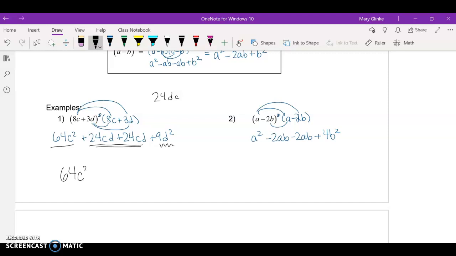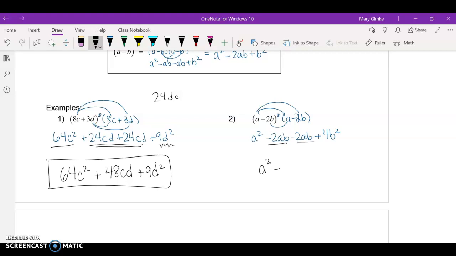So combining things together, we get 64c squared. These two terms in the middle combine, so we do 24 plus 24 to get 48, and cd just stays cd. And then we have plus 9d squared at the end. Likewise, this next one, you have minus 2ab, and that happens twice in this one. So my final answer should be a squared minus 4ab, and then plus 4b squared at the end.